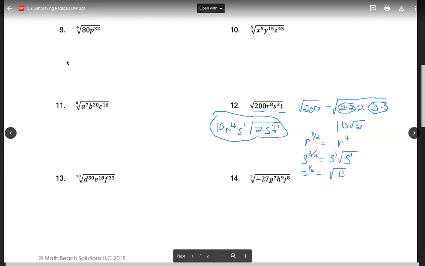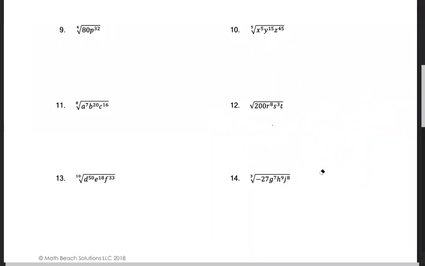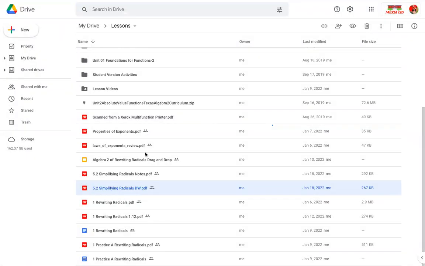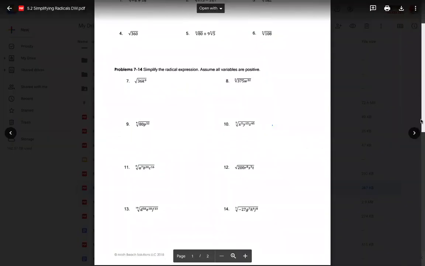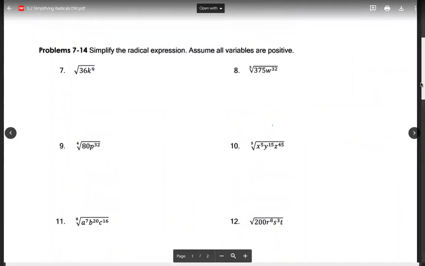Let me see if I can find one that doesn't break down. I think maybe the oops. Okay, so the first one, actually number 8 will work good.